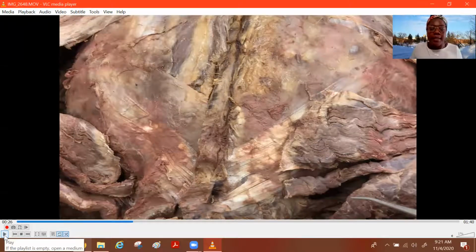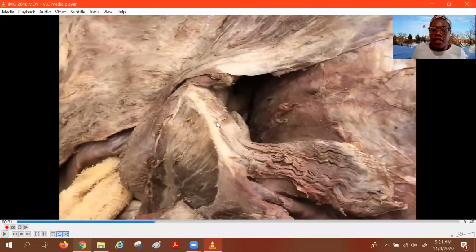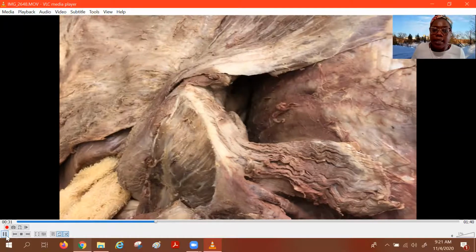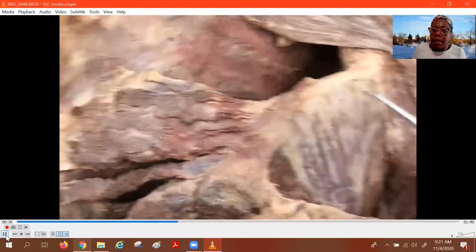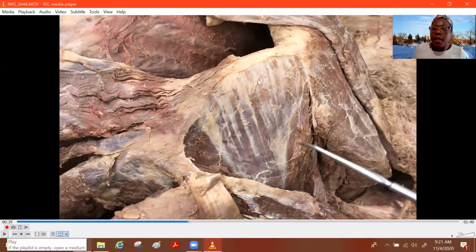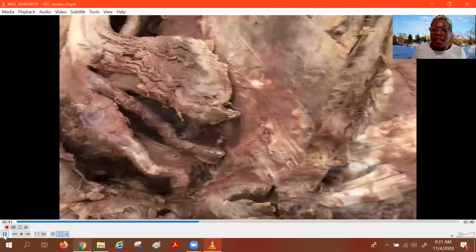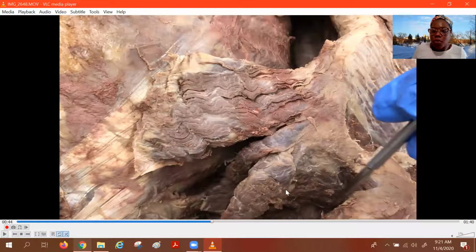So I'm standing at the head of the table here, and we've got rhomboid major and minor on either side. So here's the scapula for reference. We've reflected the trapezius, which would be covering the rhomboids. And then we can also see the levator scapulae. So levator scapulae right above rhomboid minor. Also, we can see the infraspinous fossa with the infraspinatus muscle, I apologize. As well as the supraspinous fossa with the supraspinatus muscle.